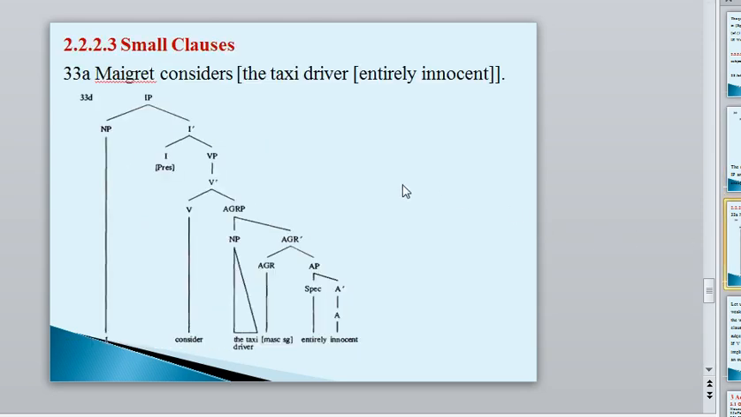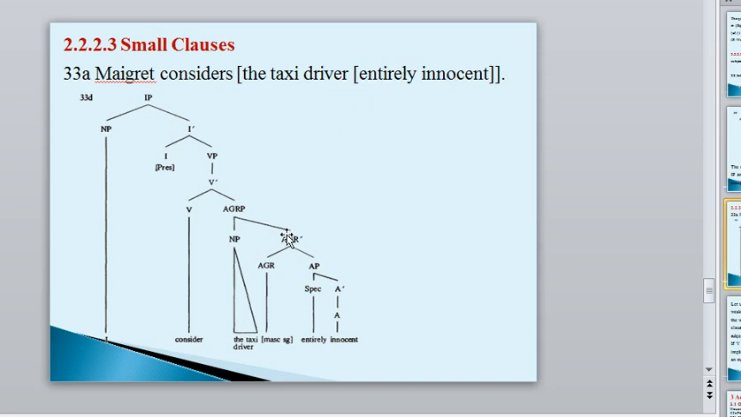The other kind of case marking is in the small clauses. We talked about the small clauses in the previous sessions. Look at the example: Margaret considers the taxi driver entirely innocent. You see here a clause, the taxi driver entirely innocent, but it doesn't have a verb. We call it a small clause. This is the NP, this is the adjective phrase. It consists of two parts, NP and adjective phrase. So we call it a small clause.